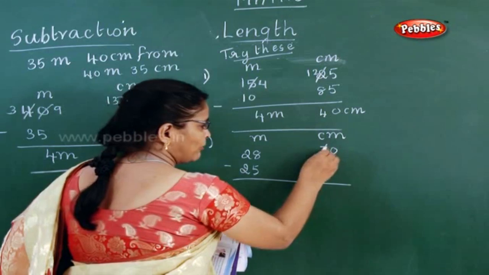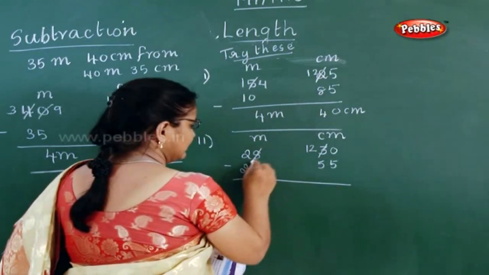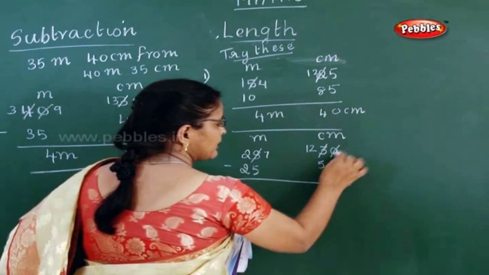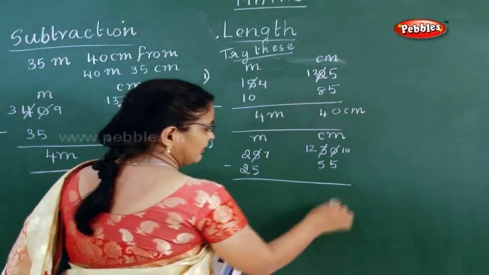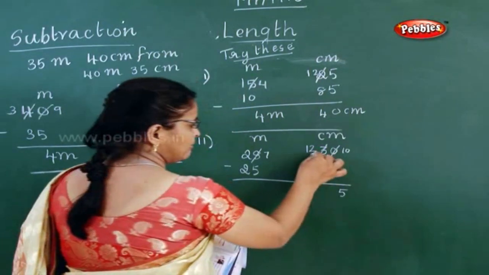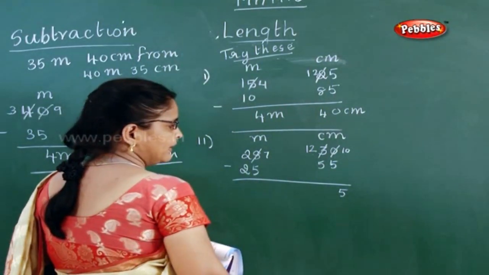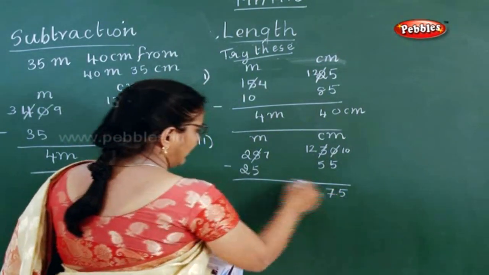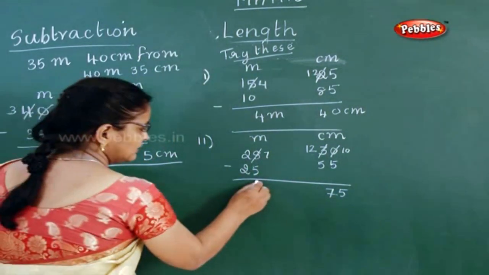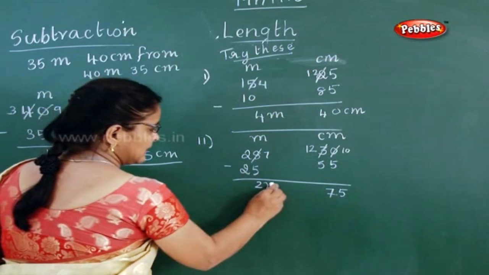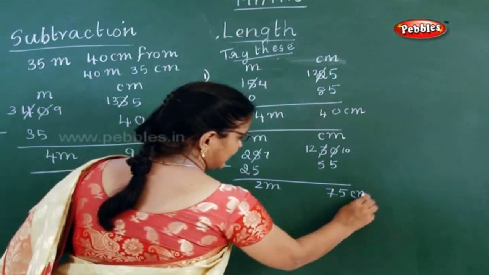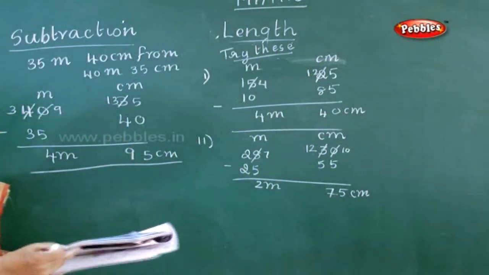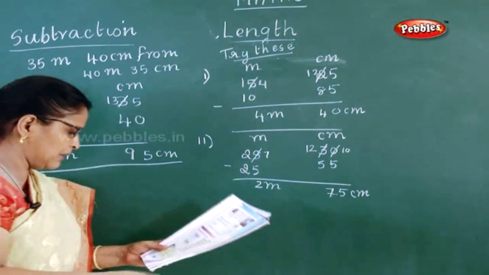0, so you are borrowing. This will become 12 and this will become 7. So here this will become 10. What is 10 minus 5? It is 5. What is 12 minus 5? 7. And what is 7 minus 5? It is 2. So it is 2 meter and 75 centimeter. Is it clear now? 2 meter and 75 centimeter.